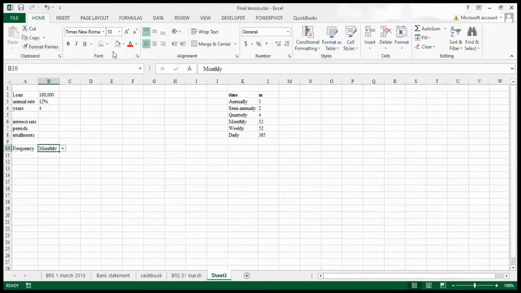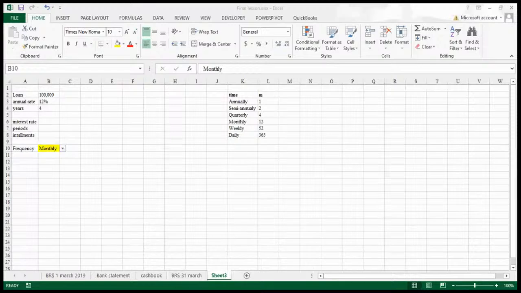So you can give it maybe some color there. Let's have something like that. So we have created frequency. We covered data validation extensively yesterday for 2 hours.